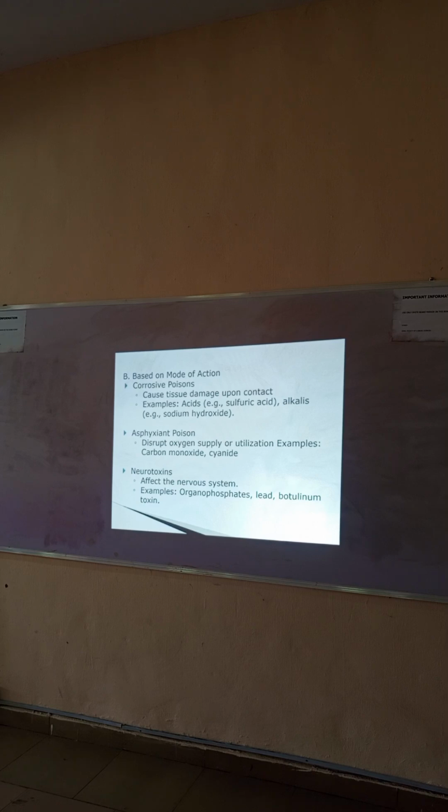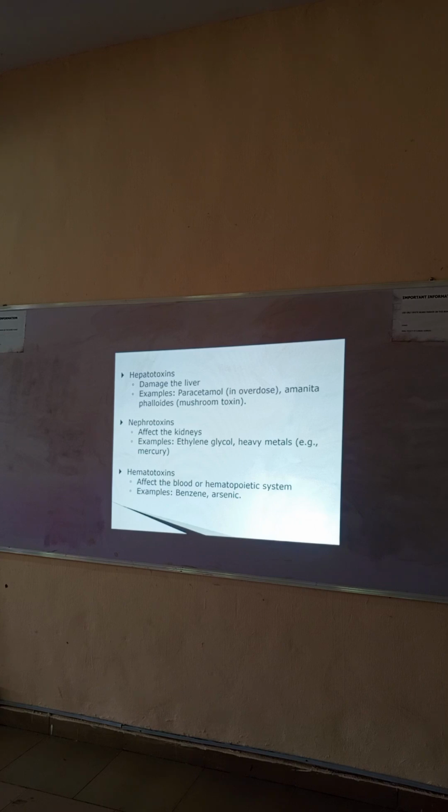Okay, talking about the other classification based on the mode of action, we have corrosive poisons. They cause tissue damage upon contact. So when anyone comes in contact with it, it can cause tissue damage. An example is acid, and we are all familiar with acids and how they work. We have asphyxiant poisons. They disrupt oxygen supply or utilization. And examples are carbon monoxide or cyanide. We have neurotoxins. Neurotoxins, from the word neuro, they affect the nervous system. And examples are organophosphate, lead, botulinum toxin.